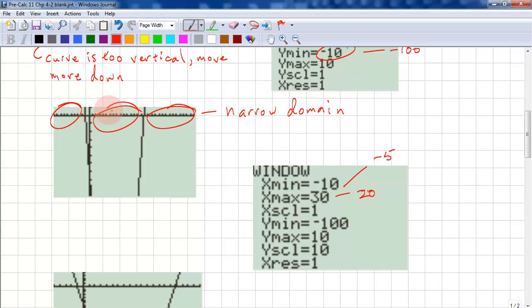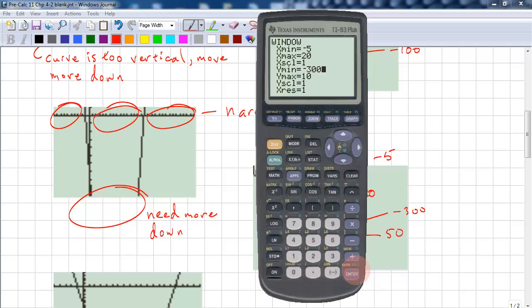Next, we need to move a little bit further up because we won't have much of a left bound to set here and not much of a right bound to set here. So we're going to set this one to 50. And again, we're still not seeing the vertex, so we need more down. So this one is going to be set to negative 300. And we're going to set this to 50. And we're going to change the scale here to 10 so that we can see these tick marks. And we're going to graph it.